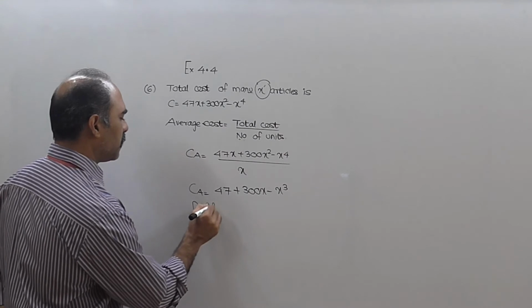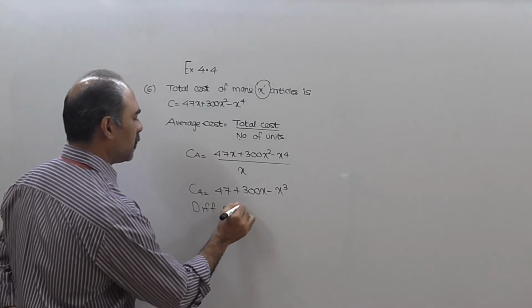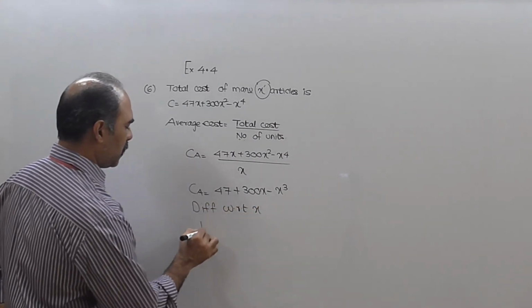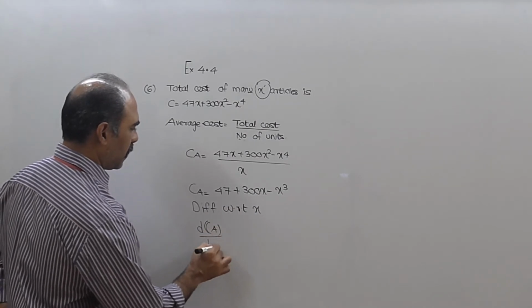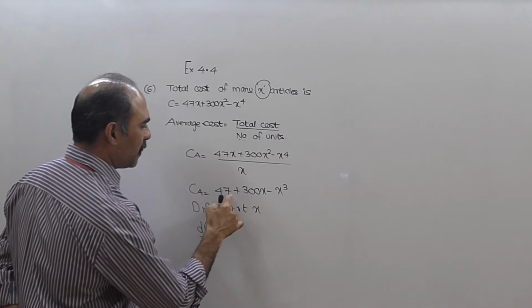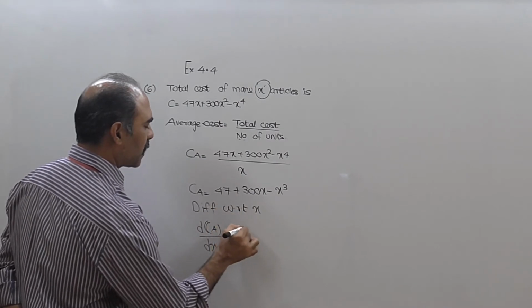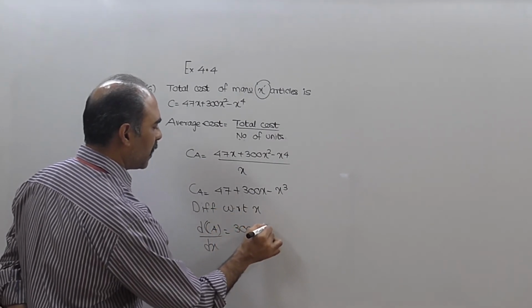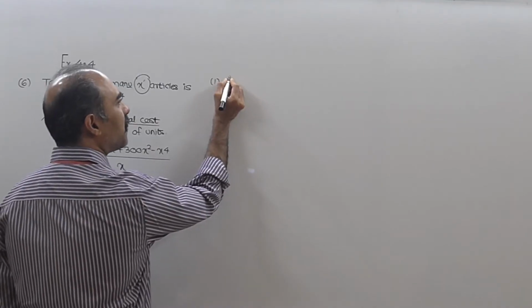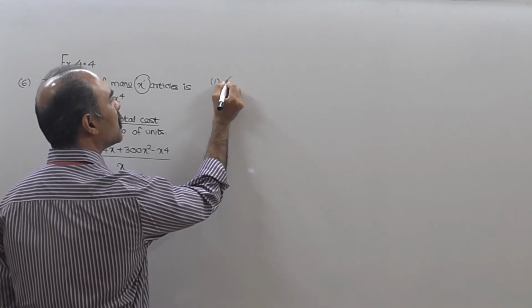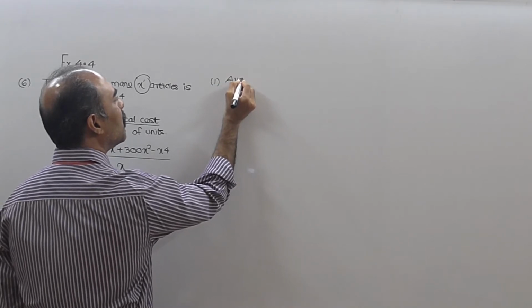Differentiate with respect to x. So you get dCA upon dx equal to 0 minus 300 plus 3x square. First condition is find x for which the average cost is increasing. So first I will make an assumption.